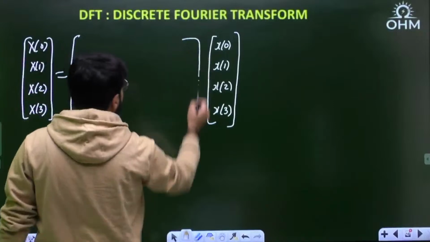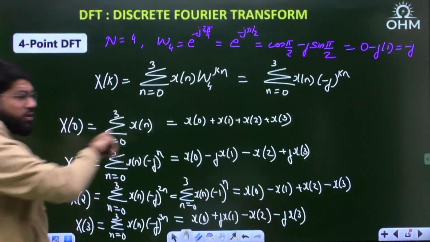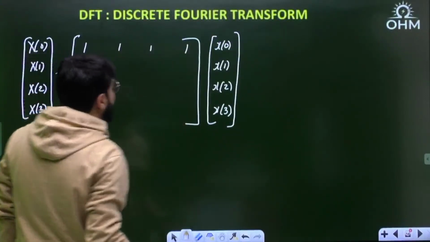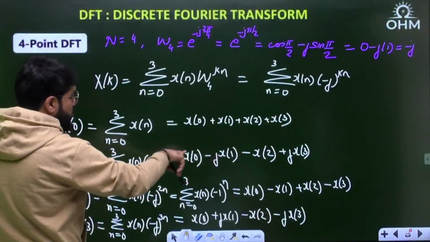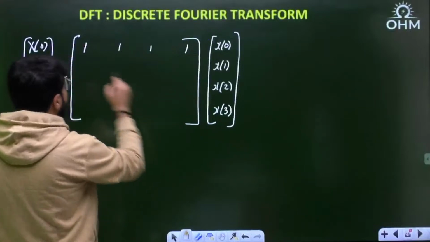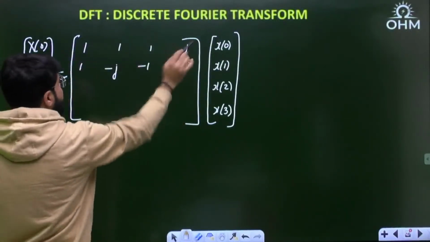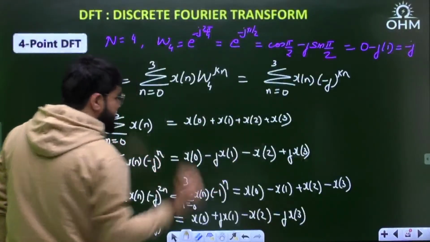So what is this equal to? X0 is x0 plus x1 plus x2 plus x3, simply the addition of all, so I write down 1, 1, 1, 1. Next, X1 is x0 minus j x1 minus x2 plus j x3. So the entry of the second row is 1, minus j, minus 1, plus j.